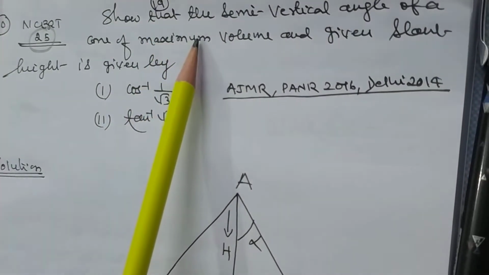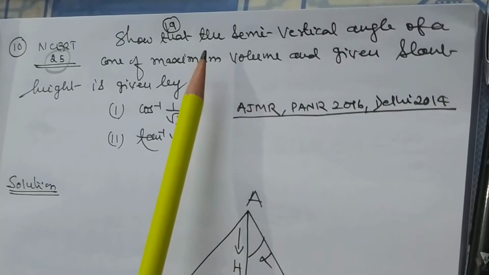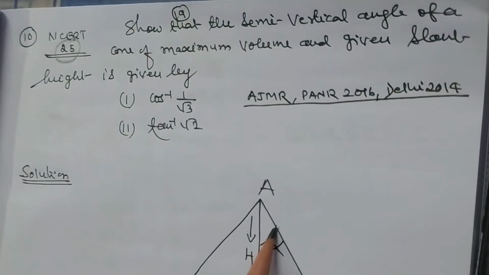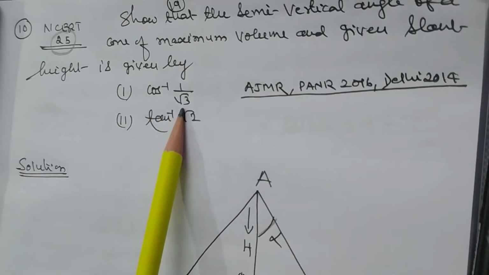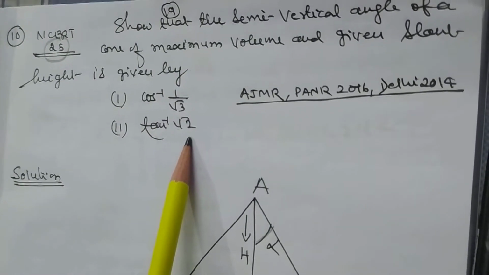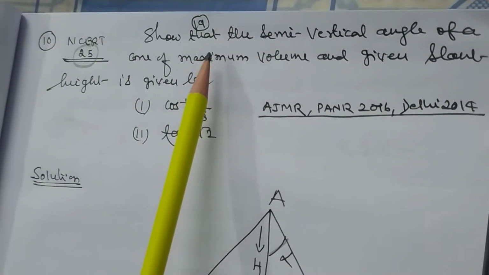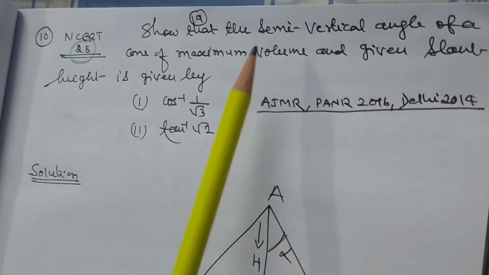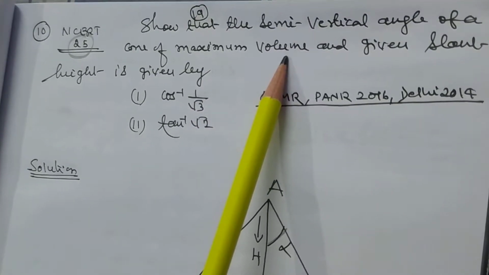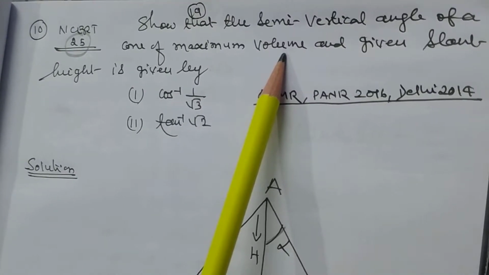My dear student, you have to find the value of the semi-vertical angle, this angle alpha, so that the value of alpha is cos inverse 1 by root 3 and tan inverse root 2 also, when the volume of the cone is maximum. In the problem, we have to show that the volume is maximum.